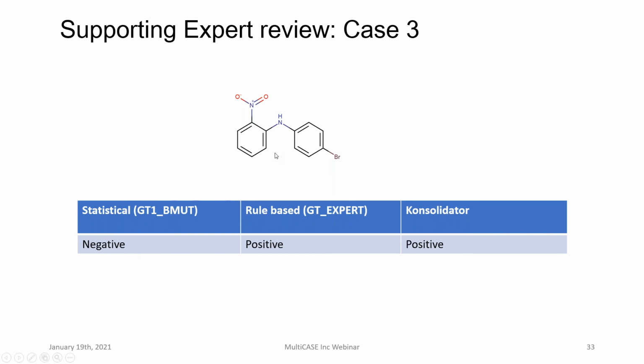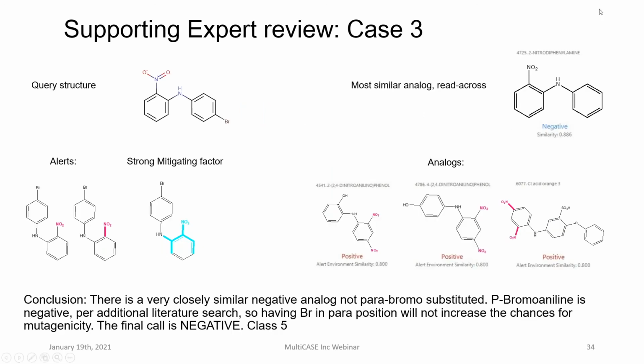The last case study is this particular compound, which again gives us contradictory results. Let's see what we can do with it. That is actually an interesting case. We have a very close similar analog, which is negative. Similarity is very high. The only difference is it doesn't have a bromine here. We also have a very strong mitigating factor. It's actually para substitution, or substitution towards a nitro group, which actually deactivates this nitro group.